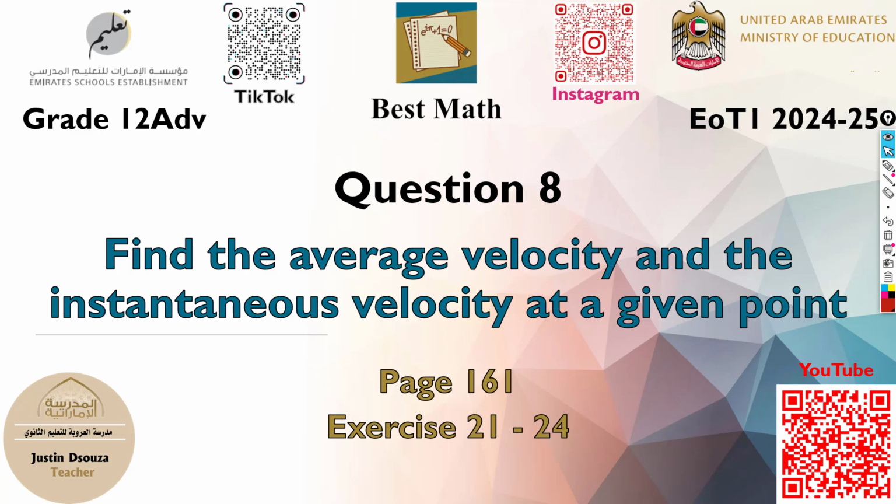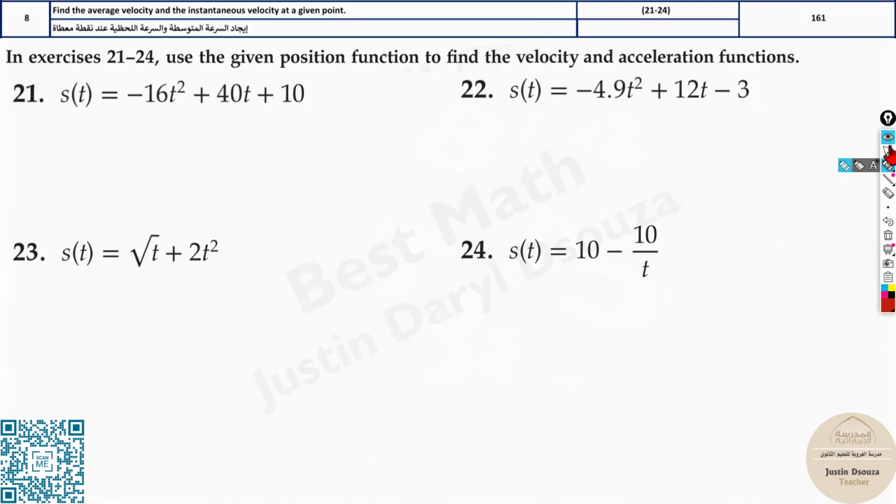Question 8 is to find the velocity and acceleration for the given position. Here you can see we have been given the position s of t, and we have to find the velocity and acceleration. So I will do the manual method using the power rules because this is a very important method. No matter what, you have to learn this. And the calculator method would be much more complicated than directly solving it.